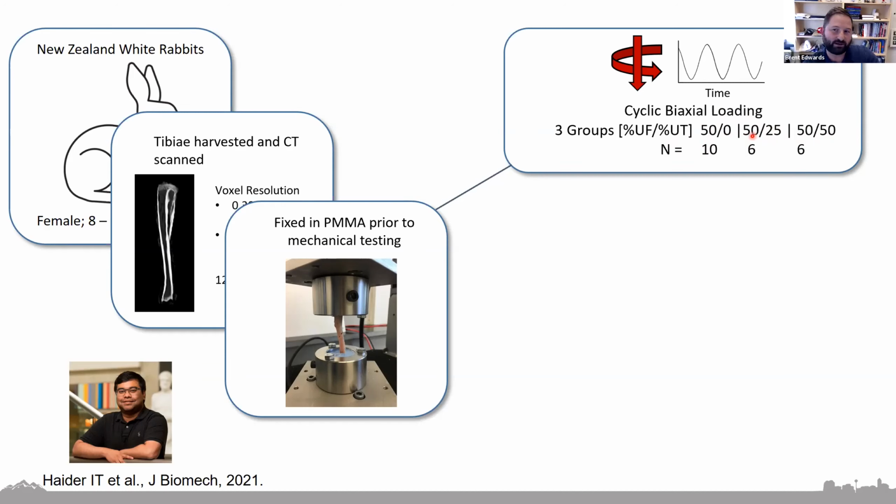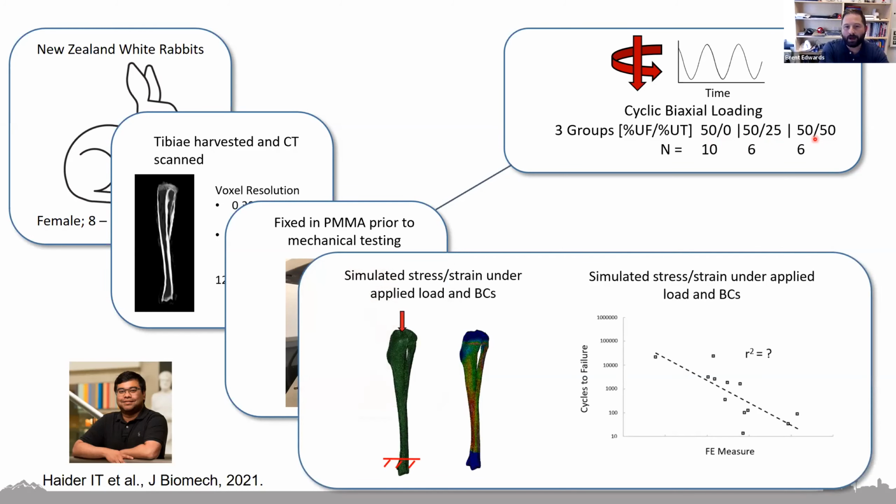Here we have 50% ultimate compressive load and 25% ultimate torsional load. Here we have 50% ultimate compressive load and 50% ultimate torsional load. So the amount of superposed torsion is getting progressively larger here. Then of course we created some finite element models of these samples. So patient specific, or in this case, specimen specific finite element models, which we can use then to look at the stress distributions and the stress volume of these samples.